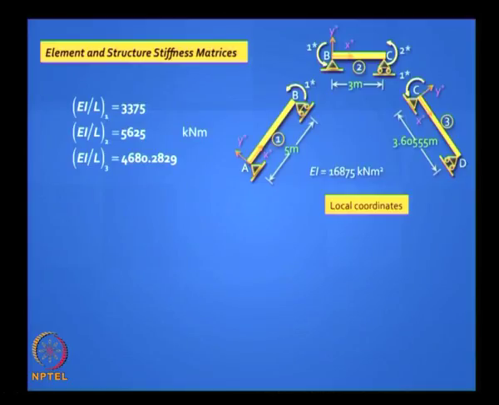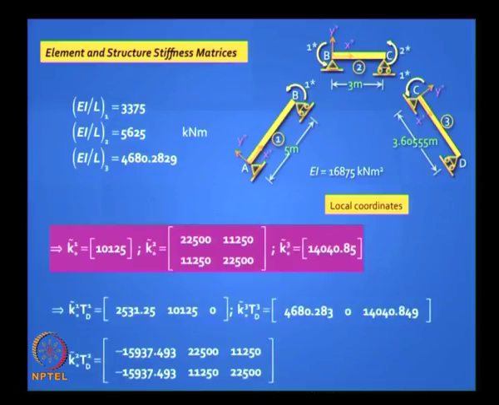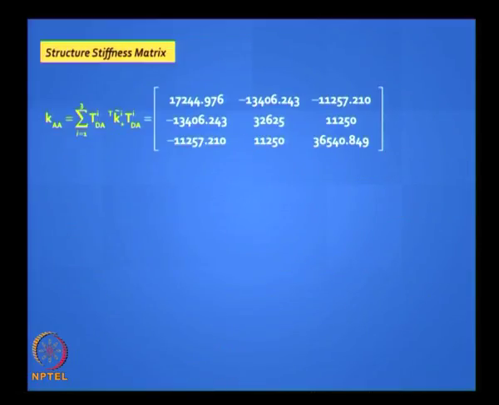EI by L for all those values are known, and 3 EI by L is what you will put for elements 1 and 3, and for element 2 it is the standard 4 EI by L, 2 EI by L, 2 EI by L, 4 EI by L. Is it clear? We can generate this and then carry out these products and do the final superposition and assemble all the matrices, you will get this answer. Okay. I am going fast because you know how to do this.